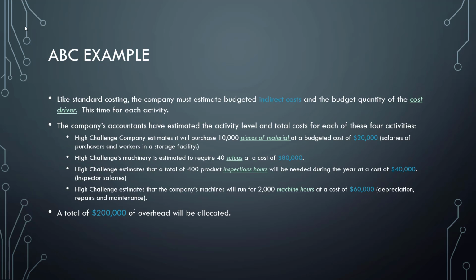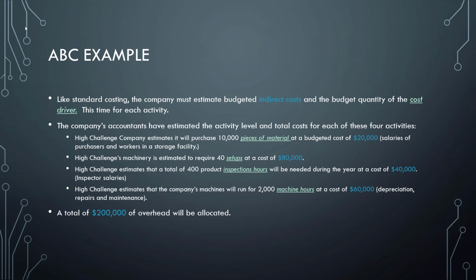The company's accountants in this example have estimated the activity level and total cost for each of these four activities as such. They estimate that they will have to purchase 10,000 pieces of material at a budgeted cost of $20,000 to make these bikes. So this is the salaries of our purchasers and the workers in the storage facility that have to move all of this raw material around.